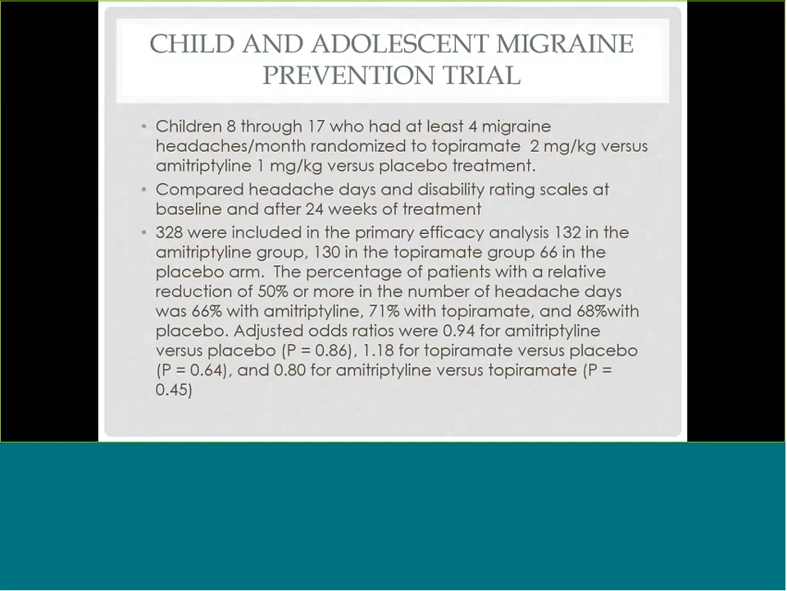So they studied a big cohort, 328 patients, ages 8 to 17, who had significant migraine headaches, at least 4 migraine headaches per month. They were randomized to topiramate, 2 milligrams per kilogram, versus amitriptyline, 1 milligram per kilogram, versus placebo. And they found that the adjusted odds ratio for at least a 50% or more decrease in headache days compared to placebo was less than placebo for amitriptyline, 0.94, and somewhat better than placebo, but only slightly, 1.18 for topiramate. And amitriptyline was less effective than topiramate.